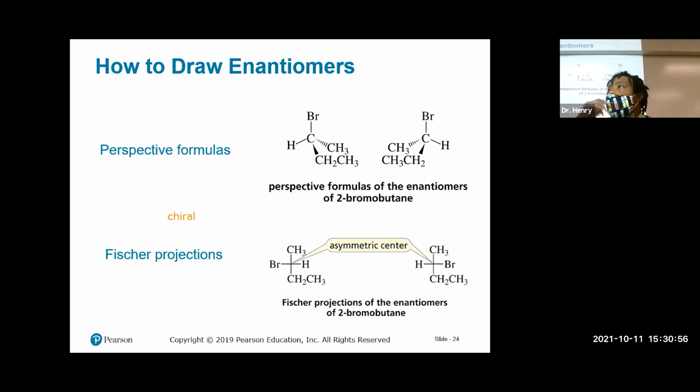These are going to be mirror images of each other. And if we take a look at this, this is our Fischer projections.